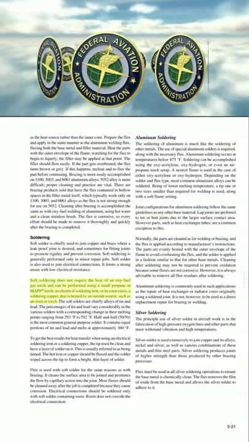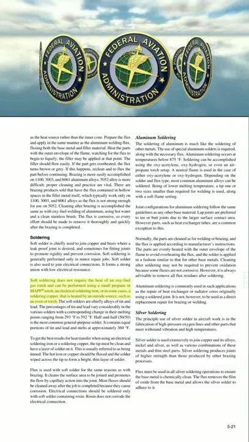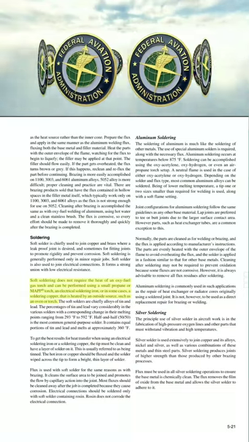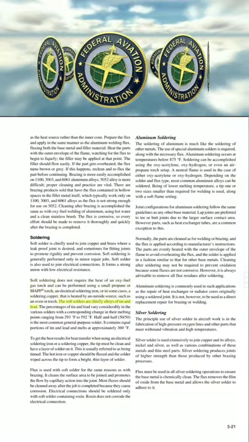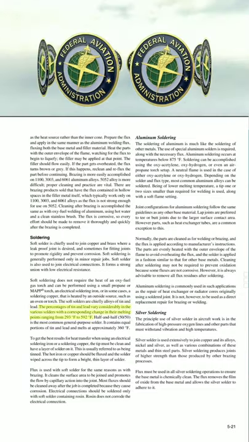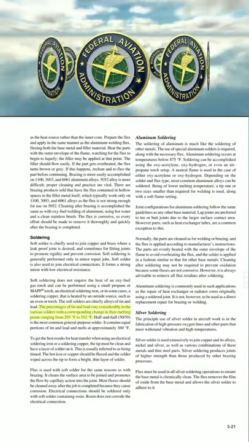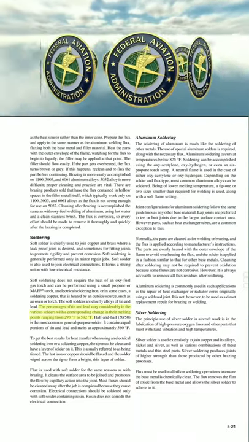Soft soldering does not require the heat of an oxy-fuel gas torch, and can be performed using a small propane or MAP torch, an electrical soldering iron, or in some cases, a soldering copper that is heated by an outside source, such as an oven or torch. The soft solders are chiefly alloys of tin and lead. The percentages of tin and lead vary considerably in the various solders, with a corresponding change in their melting points ranging from 293 degrees F to 592 degrees F.